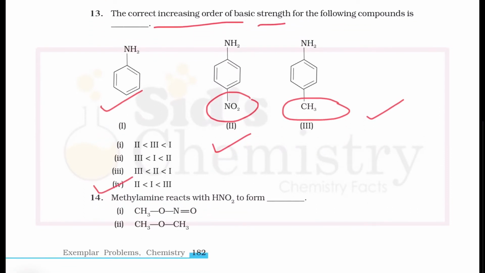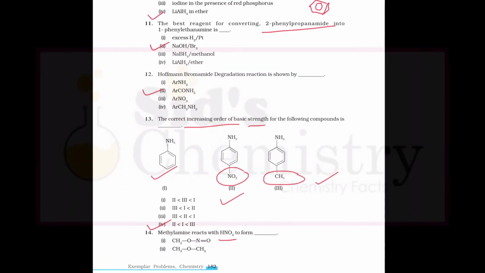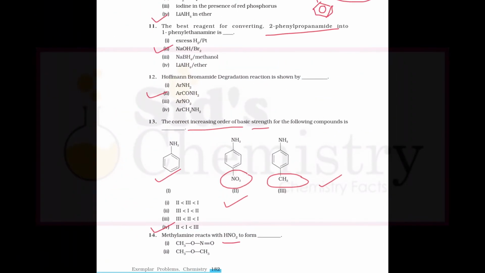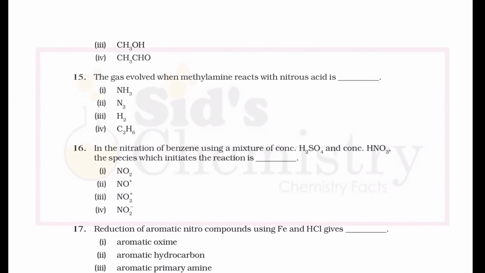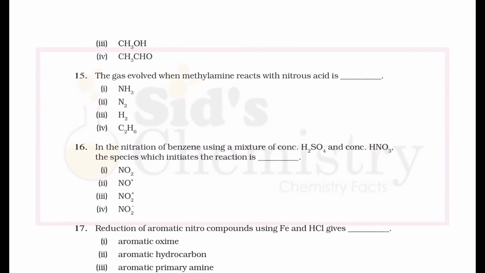Now, methylamine reacts with HNO2 to form. HNO2 is nitrous acid, and when methylamine reacts with nitrous acid it will form methanol. So the correct answer for this question is methanol, which may be given on the next page. Moving to the next page, we can see that option number 3 is methanol. So the correct answer is option number 3, methanol.